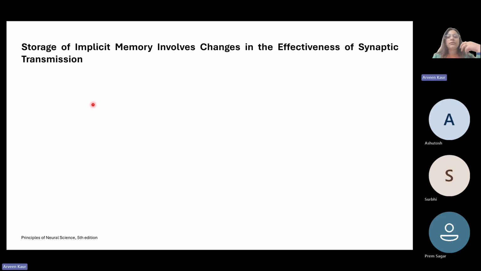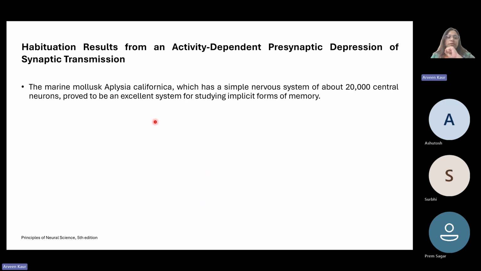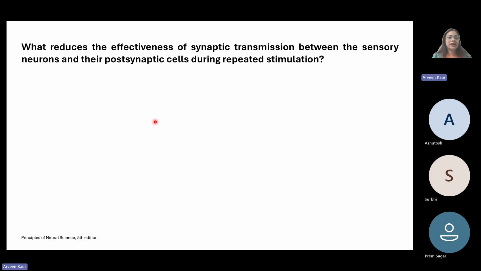Then we saw how these memories are actually stored. There is some kind of synaptic involvement in the effectiveness of storing a memory. Habituation, for instance, results from activity-dependent presynaptic depression of synaptic transmission. These were examples that we studied. We also saw how a model organism with a simple nervous system, without so many neurons or dendritic processes, was used so that these responses, habituation, sensitization, etc., can be studied more easily.